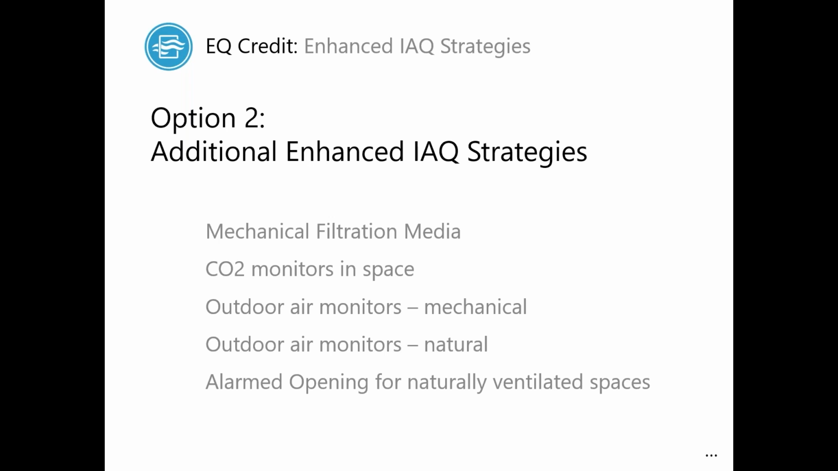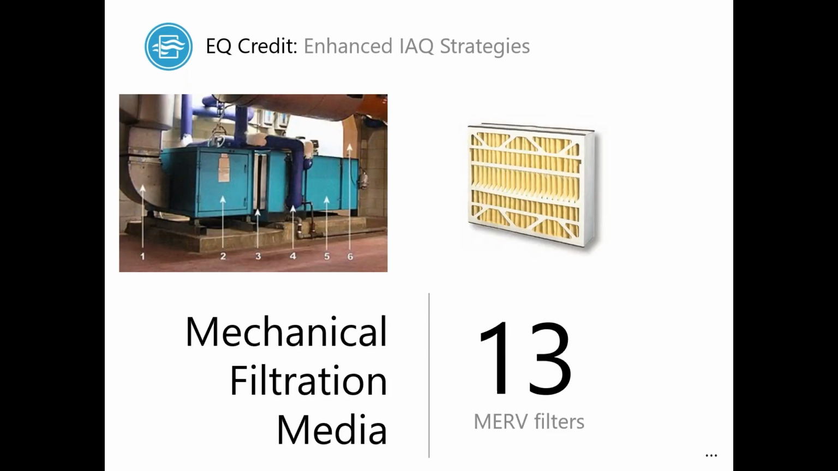So let's break down these enhanced IAQ strategies. Mechanical filtration media, we want to have MERV 13 or higher filters in the building so that the air that comes through is as clean as possible.